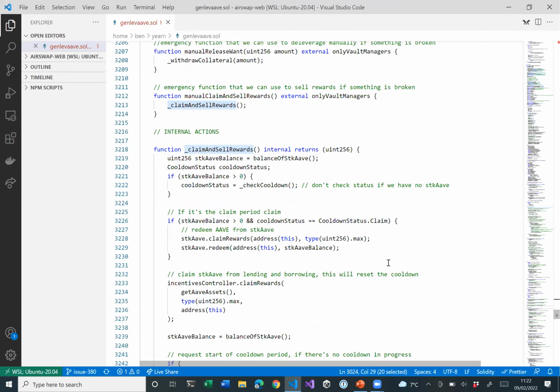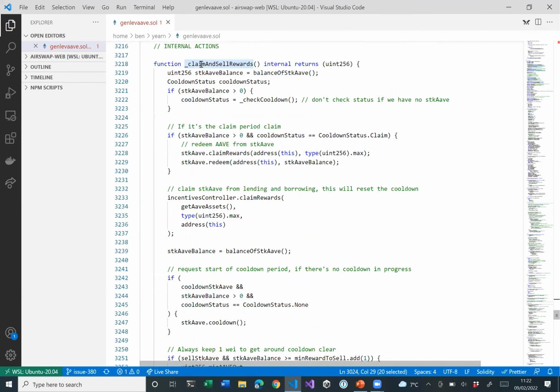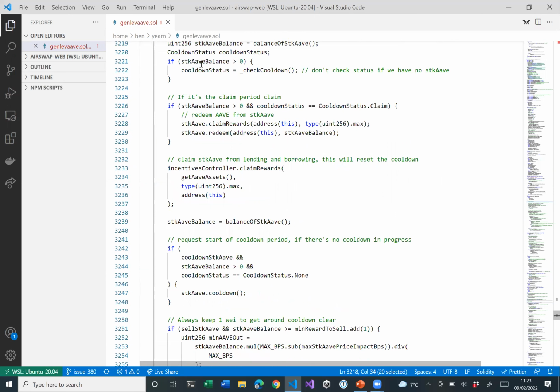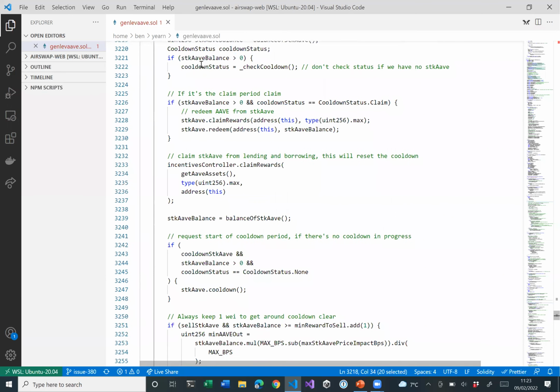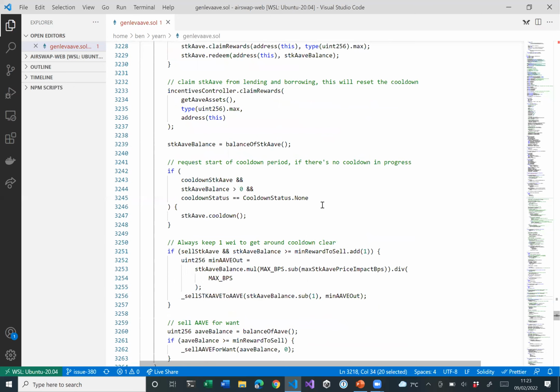Yeah, it's here. Claim and sell rewards. So there's some sort of complications in this. There's things like cooldown periods on these RV rewards that they're checking to see whether they're in a cooldown period or not. But I don't fully understand all of that.